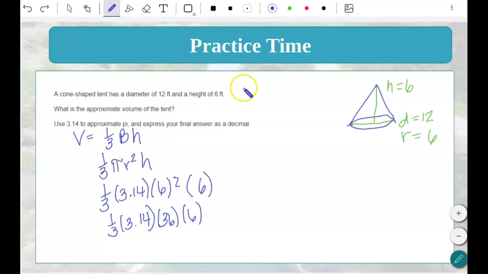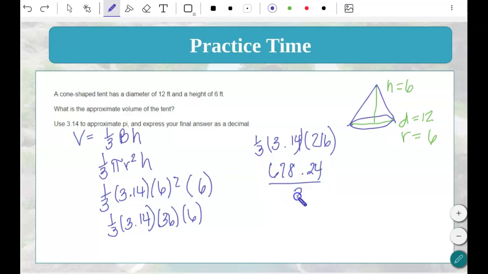I'm just going to keep writing my steps up here. I was writing too big. So I still have the 3.14 and then 216. And we're going to go ahead and multiply that. Oops, forgot my parentheses there. And remember that the 1/3 is like dividing by 3. So 216 times 3.14 is 678.24. And we still have to divide that by 3.